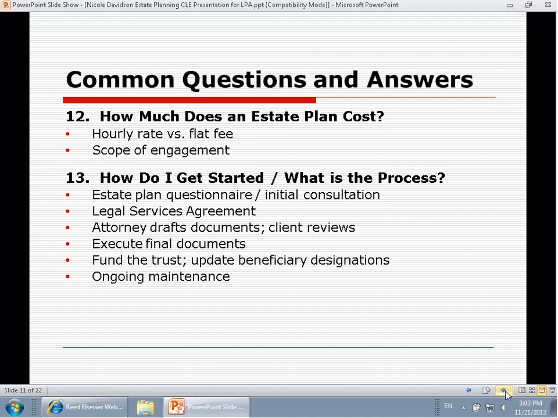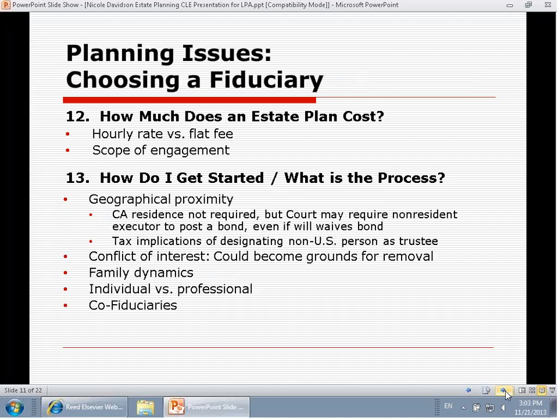And you might also, I did hit on this, but talk to the client about the ongoing maintenance of the estate plan. Is that something that the attorney is going to do automatically? Is it on a plan? Or is it something that the attorney is not responsible for unless the client contacts the attorney?